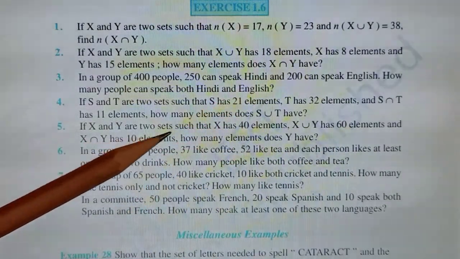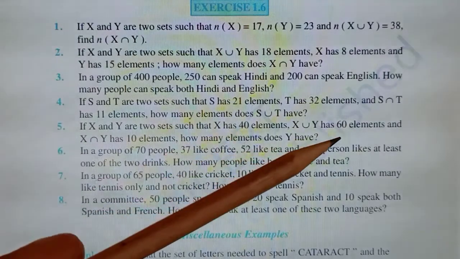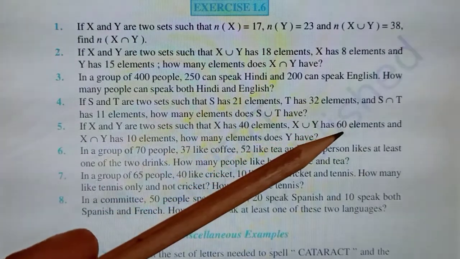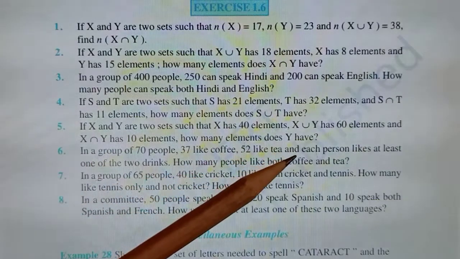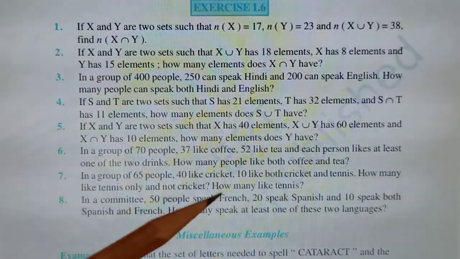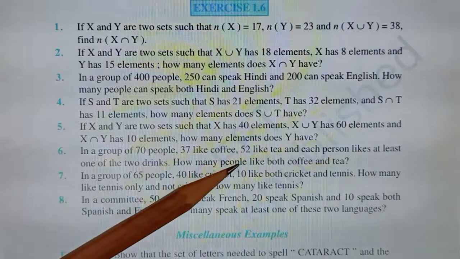Next one, X and Y are two sets such that again cardinal number of X is known to you, cardinal number of union known to you, cardinal number of intersection known, and you have to find cardinal number of Y. So as I said, we can change the subject and find the one left unknown.